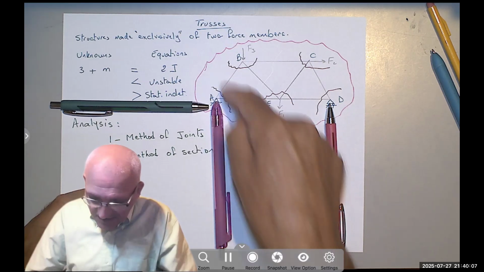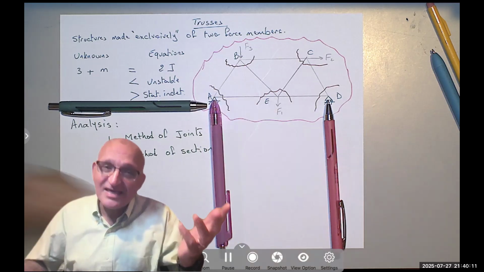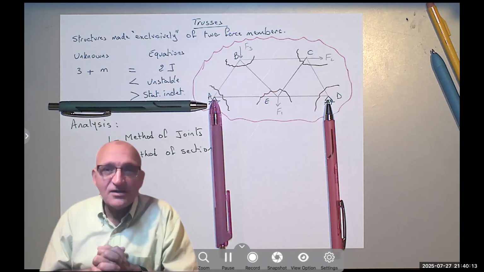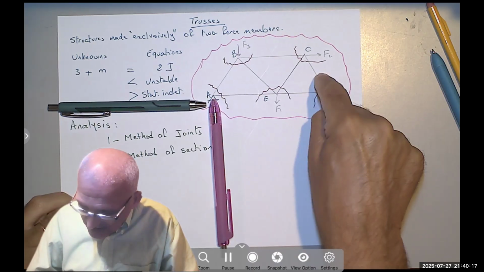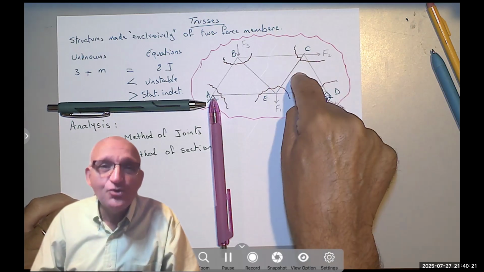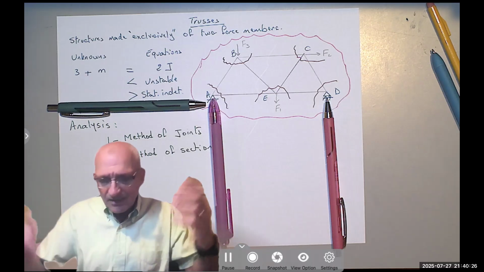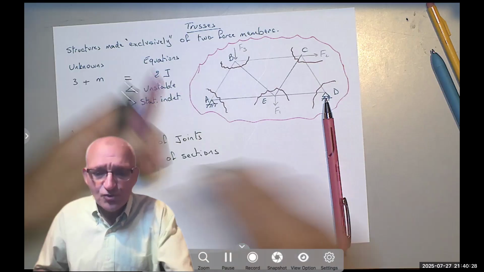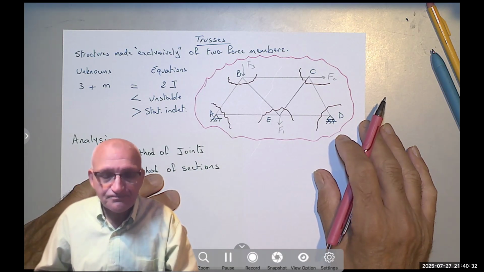Now, if I cut this joint, I only have two unknowns. I can solve with sum of the forces in the x and y. Once I solve these, I can move here, and now instead of having three unknowns, I only have two, and so on. So I move one joint at a time, and I will never have more than two equations in two unknowns to solve simultaneously.